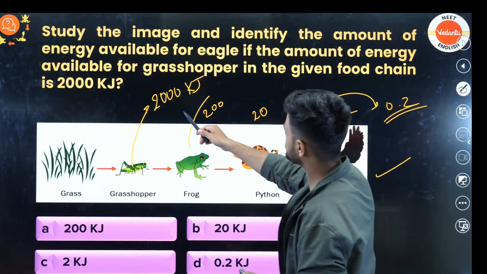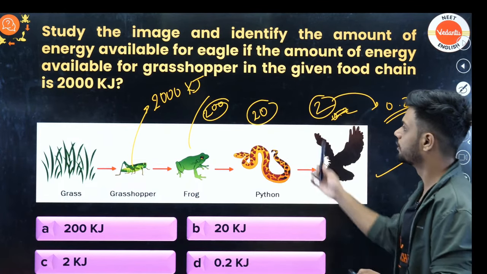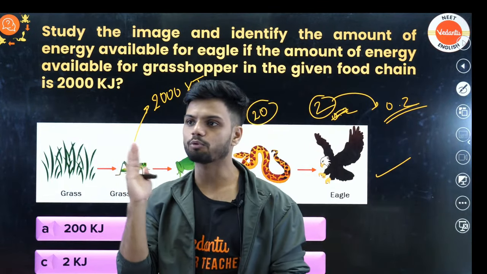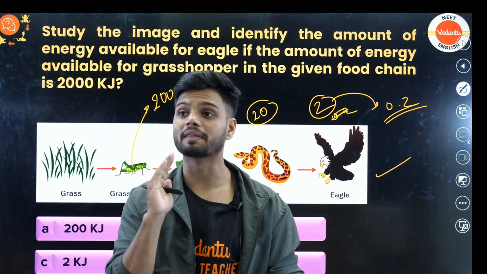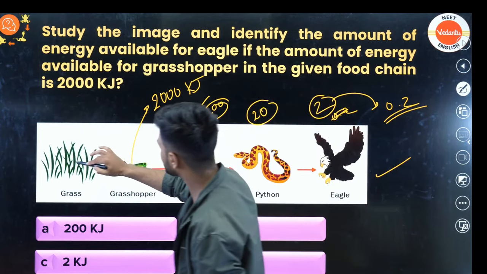Here it is, 2000. Here it is, 200, 20. Keep removing 10%. Remember that. You have to keep removing one more zero. Here we had... What will be in grass?